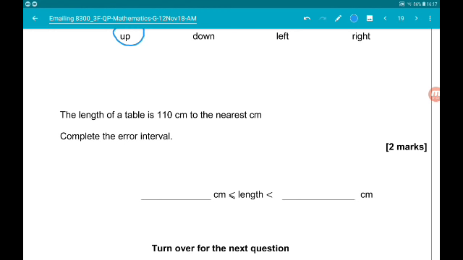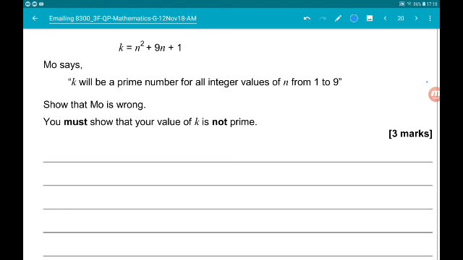Okay, 22. K is n squared add 9n add 1. Mo says k will be a prime number for all integer values of n from 1 to 9. We want to show that Mo is wrong. You must show that your value of k is not prime.